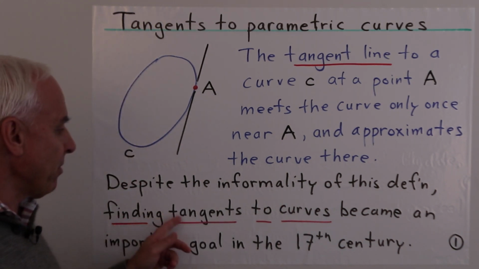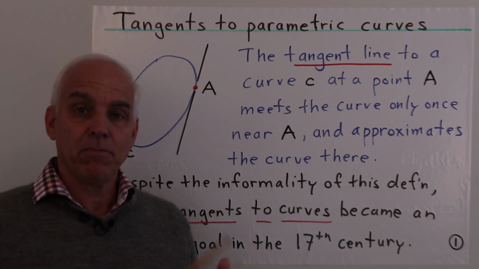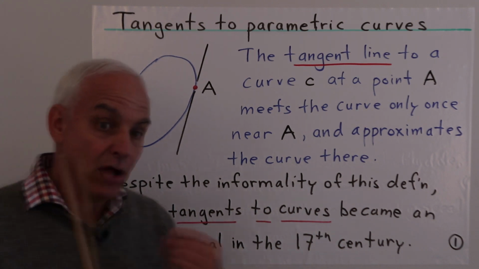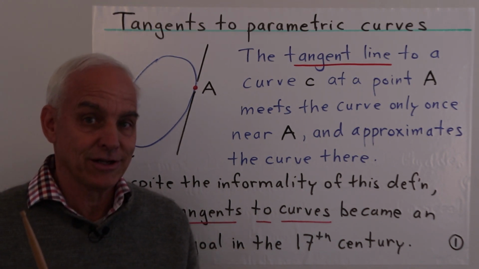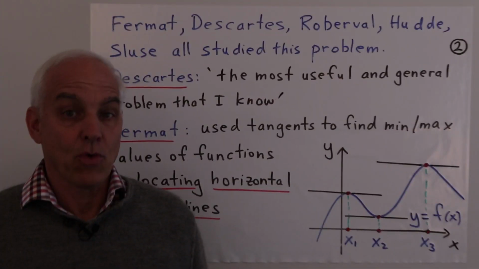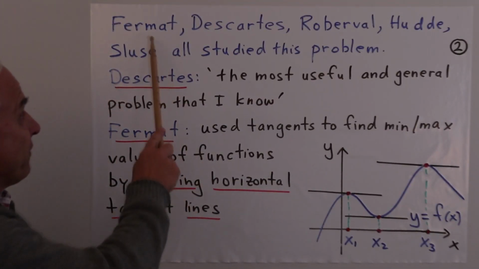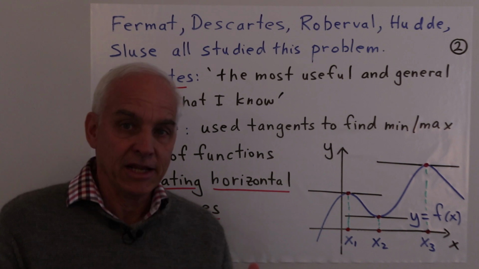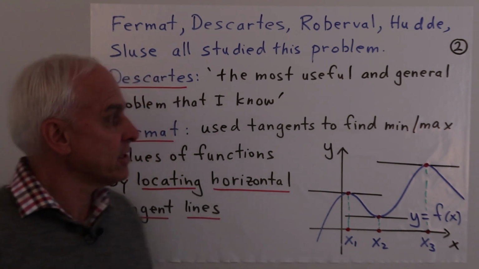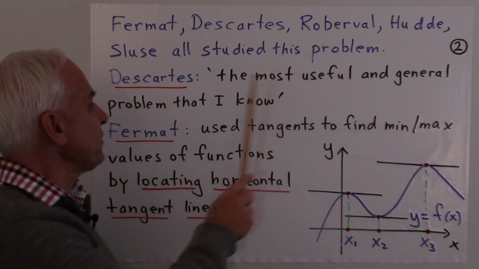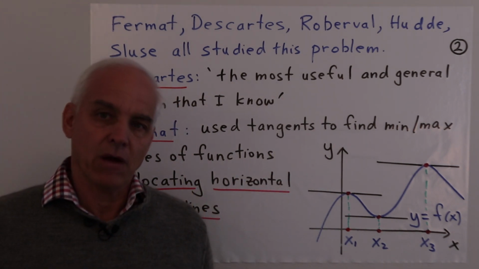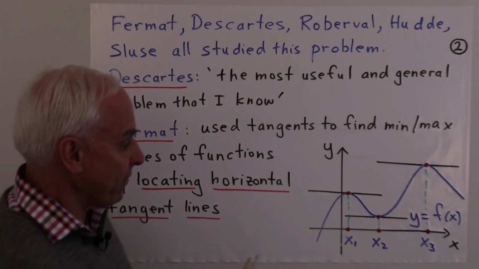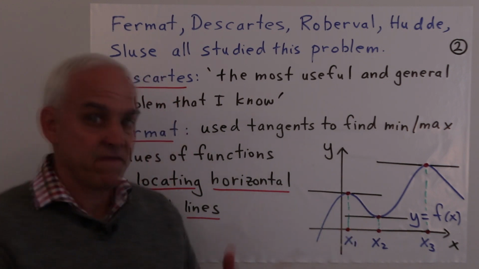But nevertheless, this problem of finding tangents to curves became a very big topic in the 17th century. People were actually interested in calculating or constructing tangents to curves. So quite a few illustrious people studied this problem, including Fermat and Descartes, Roberval, Hudde, Sluse. They all developed techniques for computing or calculating tangents. Descartes said that this was the most useful and general problem that I know in the context of geometry. And Fermat put that to use in the very explicit problem of finding maxima and minima of functions.